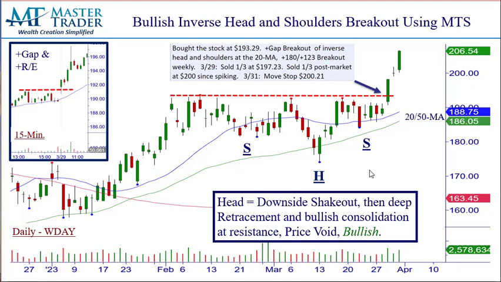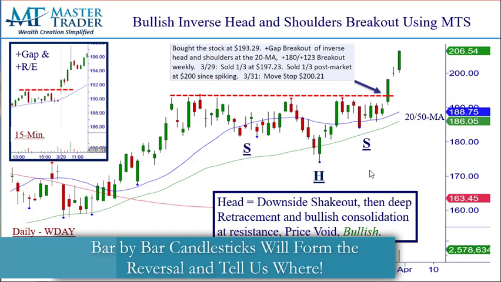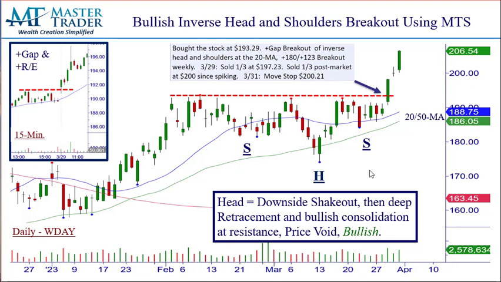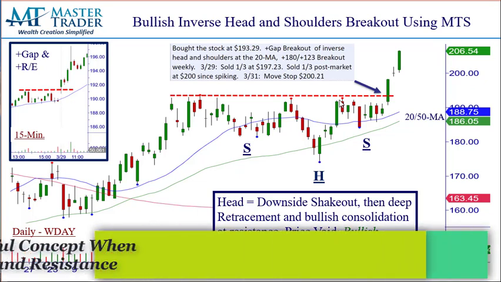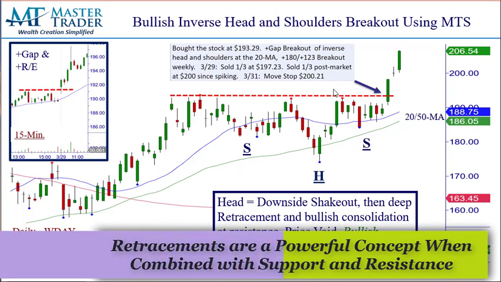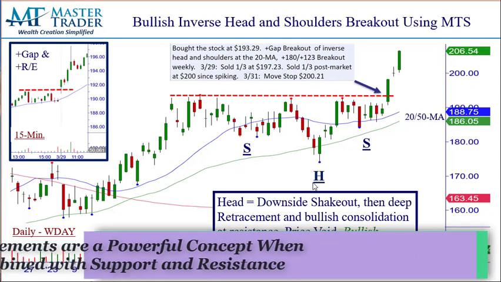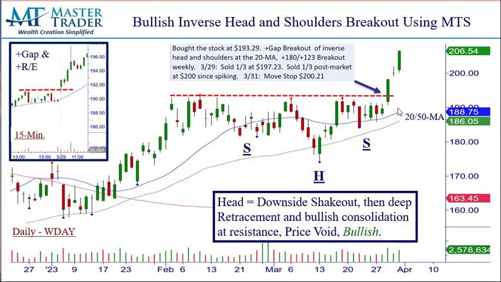If you don't understand supply and demand and what's making up the particular pattern, you are shooting yourself in the foot. This inverse head and shoulders had a deep retracement that took out a prior pivot low. It had a deep 100% retracement, which is one of the concepts of relative strength. So this is a downside shakeout. Then what happens next is we have bullish consolidation at resistance. So it is absorbing all of this supply.